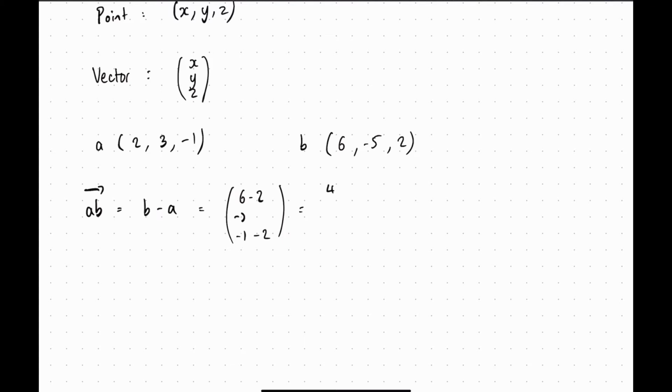Minus 5, minus 3, and that should be 2 minus 1. Sorry, I swapped them round. Thank you for noticing. Cool. So 6 minus 2 is 4. Minus 5 minus 3 is minus 8. And 2 minus 1 is 3.